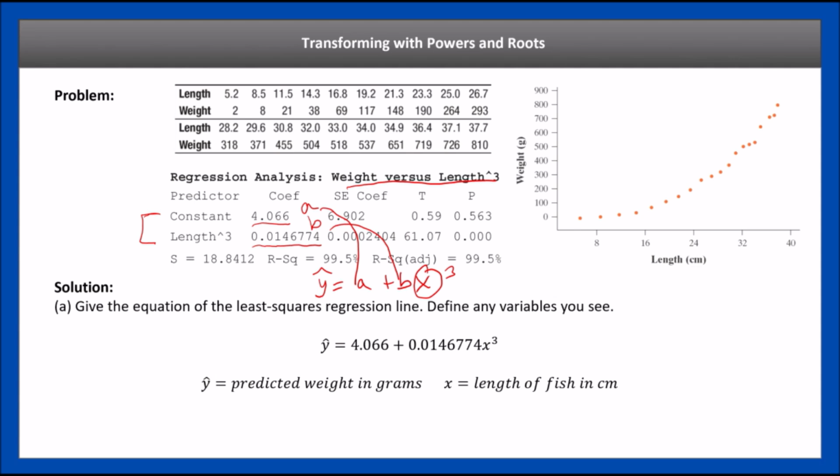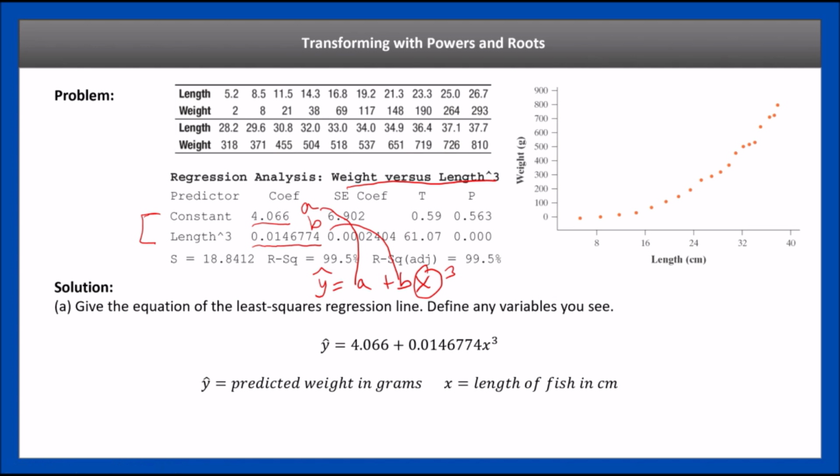So y hat is the predicted weight in grams, and x is the length of the fish in centimeters, and of course we cubed that in the model. All right, so hopefully that made sense. That's the equation of my least squares regression line.